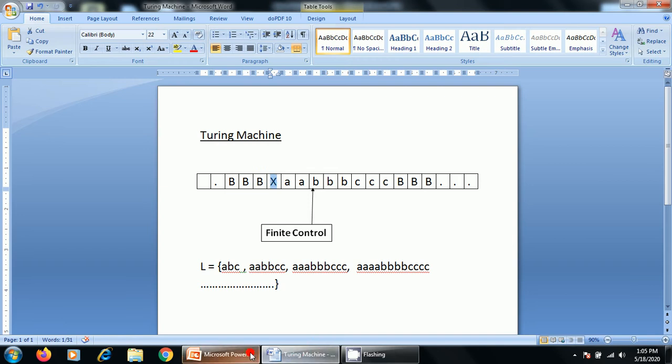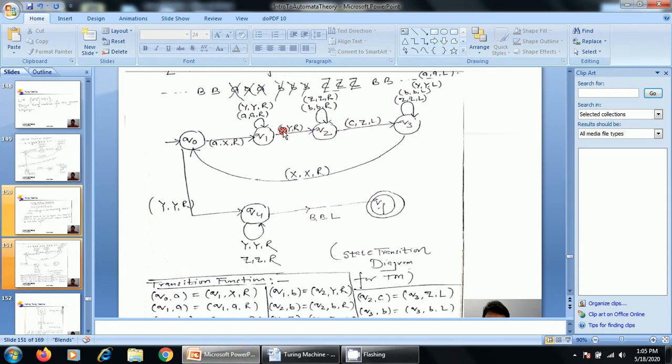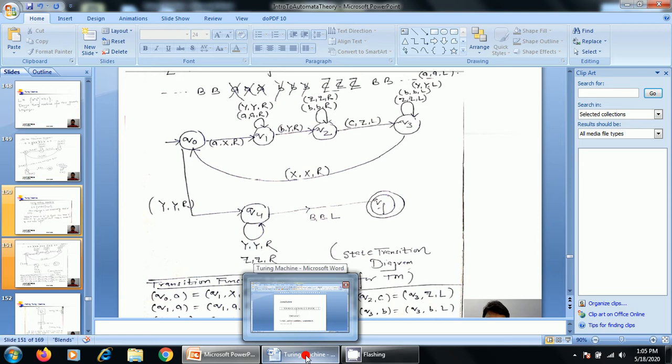Then what we have to do? The first b, make it Y and move right. Why are we going right? Because now we will search for the first C corresponding to the first A and first B.